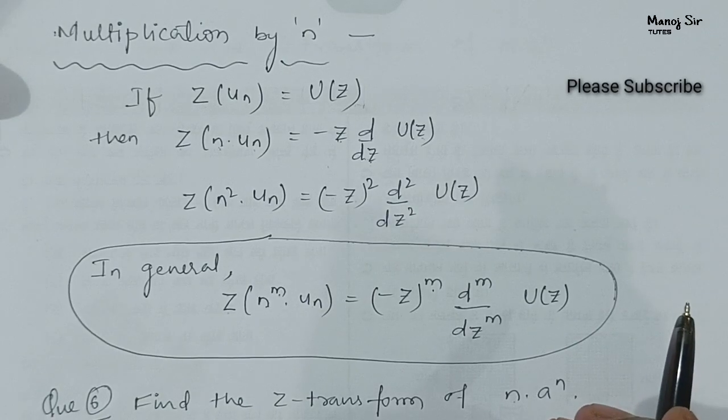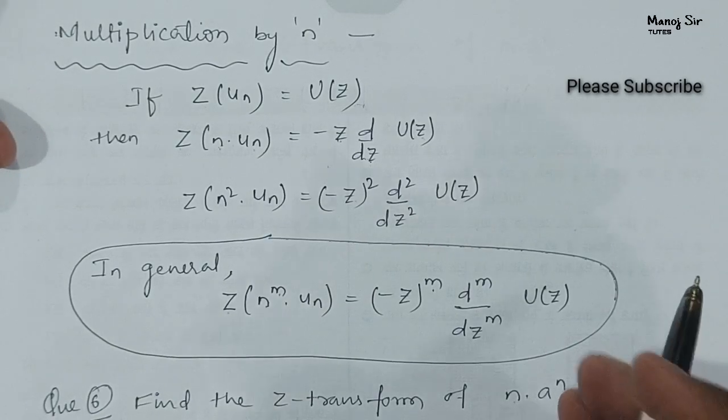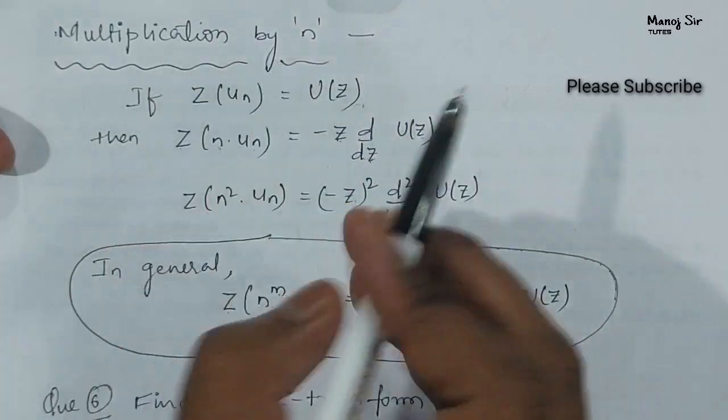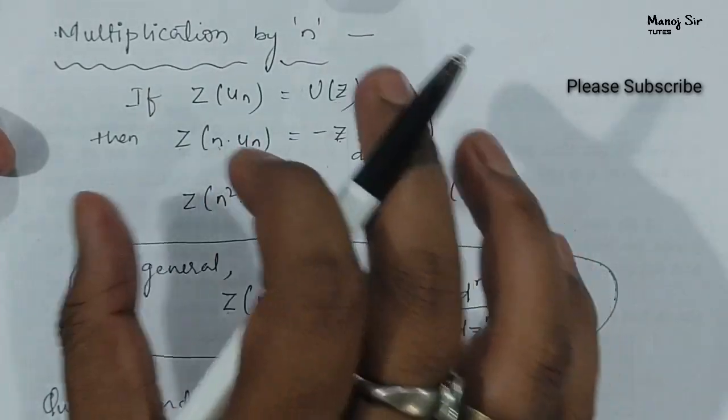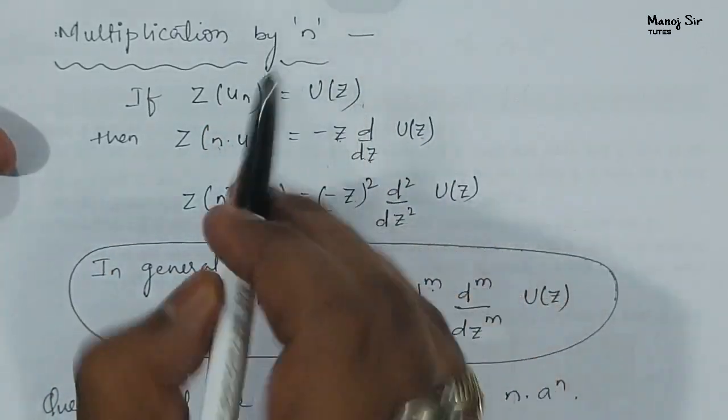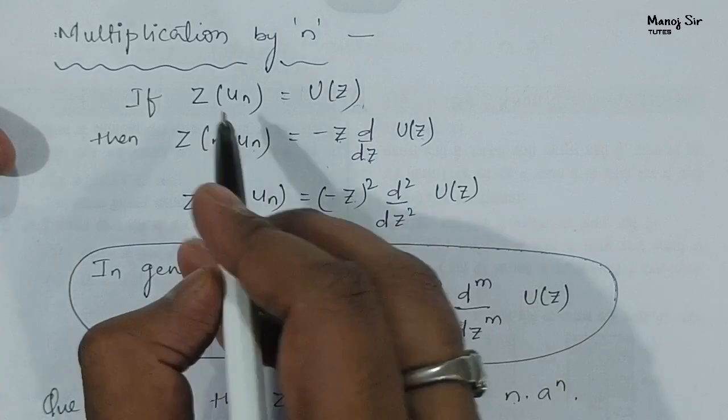Welcome to video number 10, and in this particular video, we are going to study another property of Z transform, that is multiplication by n. And along with this, we'll try to solve a problem which is based on this property. So let us start.